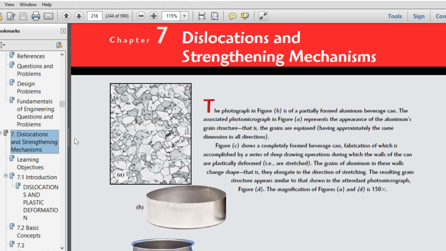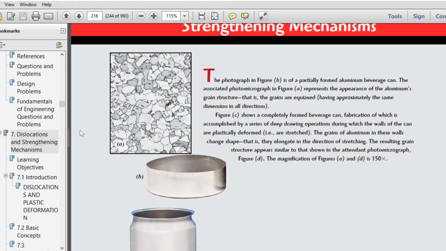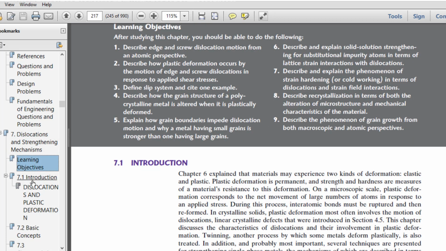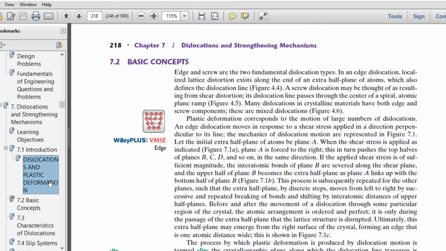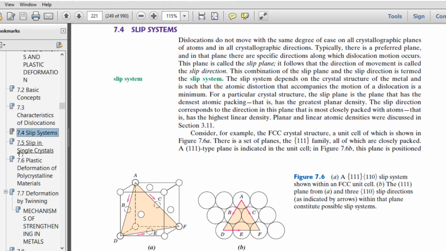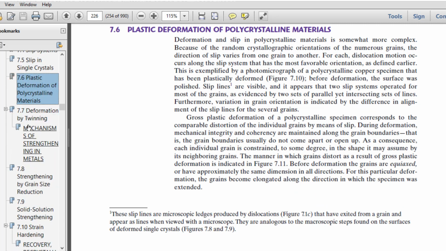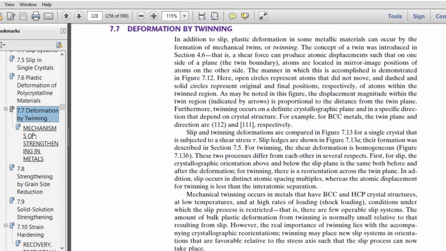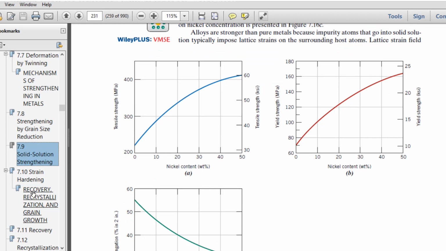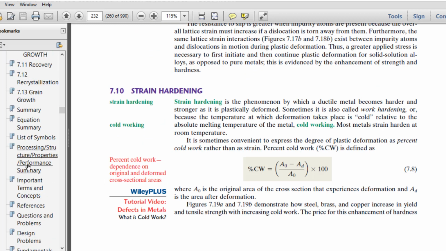Chapter 7, dislocation, strengthening and mechanism. It is a very important chapter. Okay, so I think in chapter 7 you will have to read all sections. Okay, deformation twinning, strengthening by grain size reduction, Hall-Petch relation it talks about, right? Solid solution strengthening, then strain hardening.